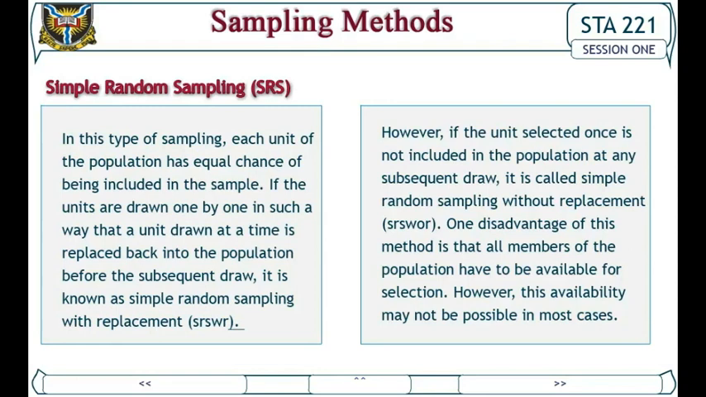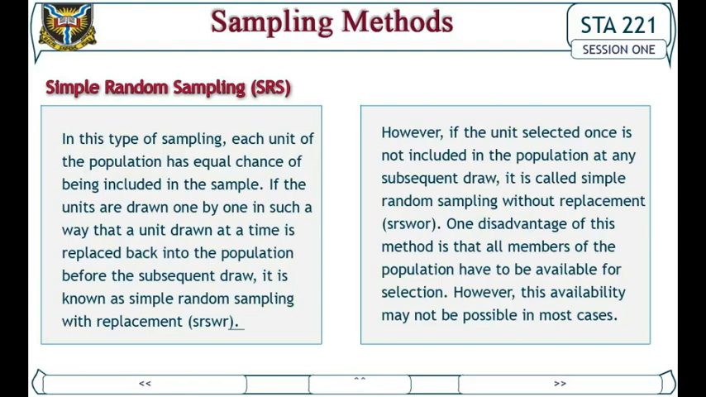In this type of sampling, each unit of the population has equal chance of being included in the sample. If the units are drawn one by one in such a way that a unit drawn at a time is replaced back into the population before the subsequent draw, it is known as simple random sampling with replacement, SRSWR.